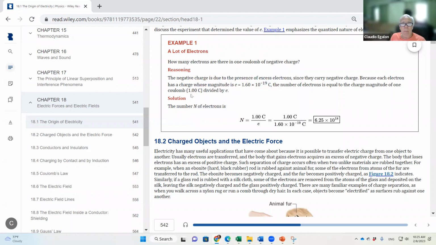Okay, how many excess electrons? Because we still have electrons in addition to those excess electrons, which is 6.25 times 10 to 18.